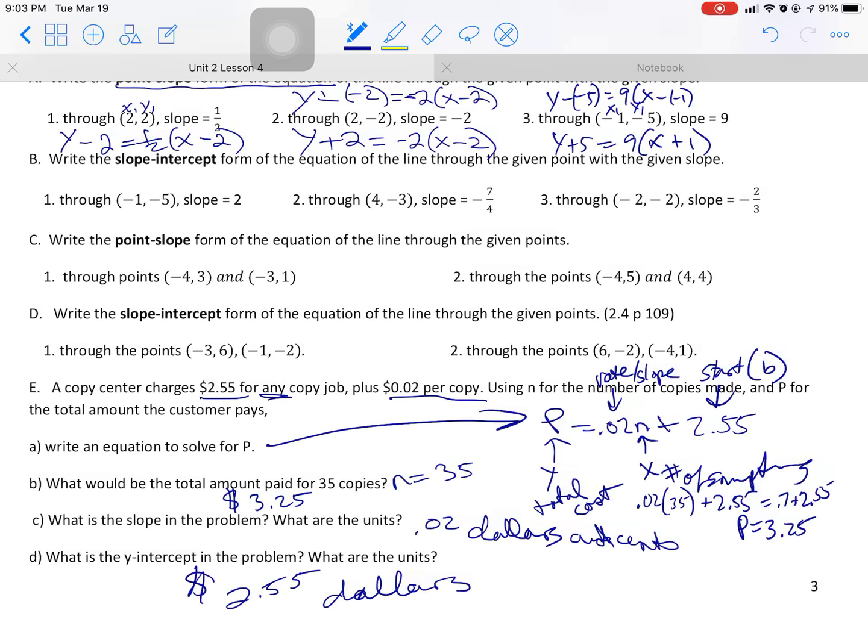All right, so let's go over and do letter B here. Let me just check and make sure I wrote everything down so I don't have to keep coming back. Let's see, 1, 2, and 3. Yep, I wrote it down on the other piece of paper.